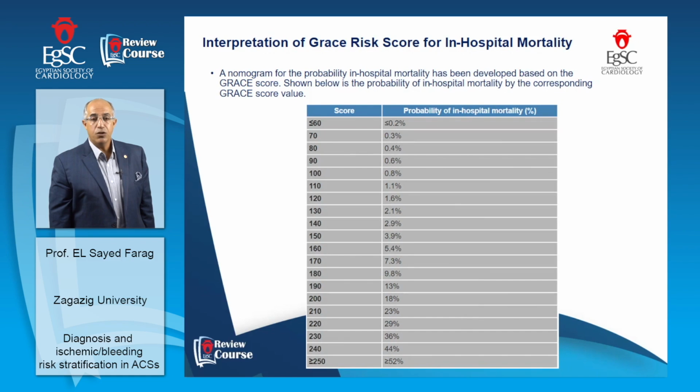If we have a look here at the interpretation of the GRACE risk score for in-hospital mortality, a score of less than 60 means less than 0.2% probability of in-hospital mortality. But if we have a score of more than 140, we can get about 3.9% probability of in-hospital mortality if it is a score of 150.